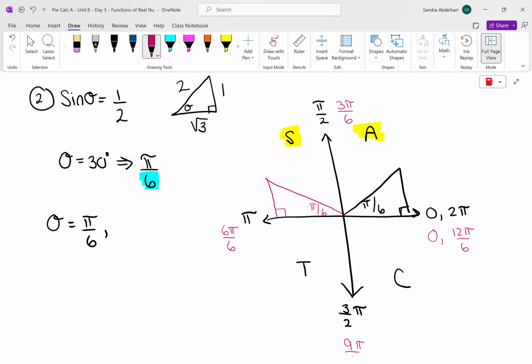So now pi over 6 in quadrant 2, well, we know this is 6 pi over 6, but then I'm going up, right? So this is going to be 6 pi over 6 minus 1 pi over 6, which brings us to what? 5 pi over 6. So theta is pi over 6 or 5 pi over 6.